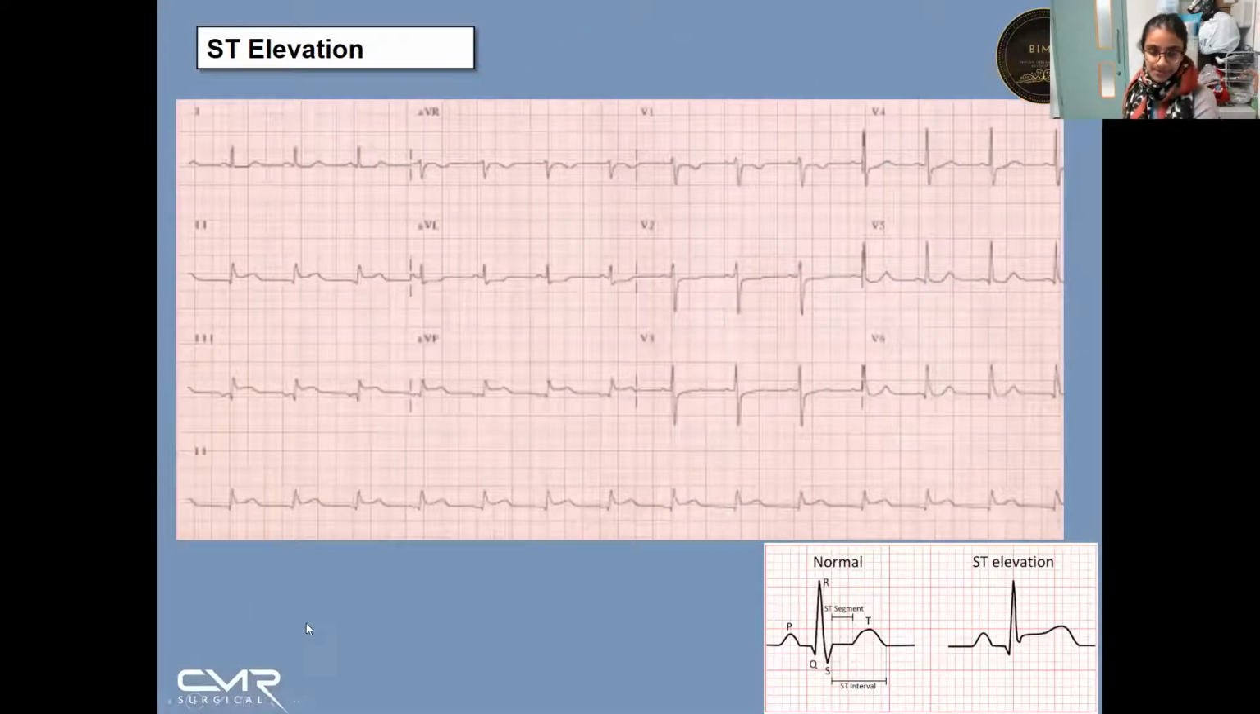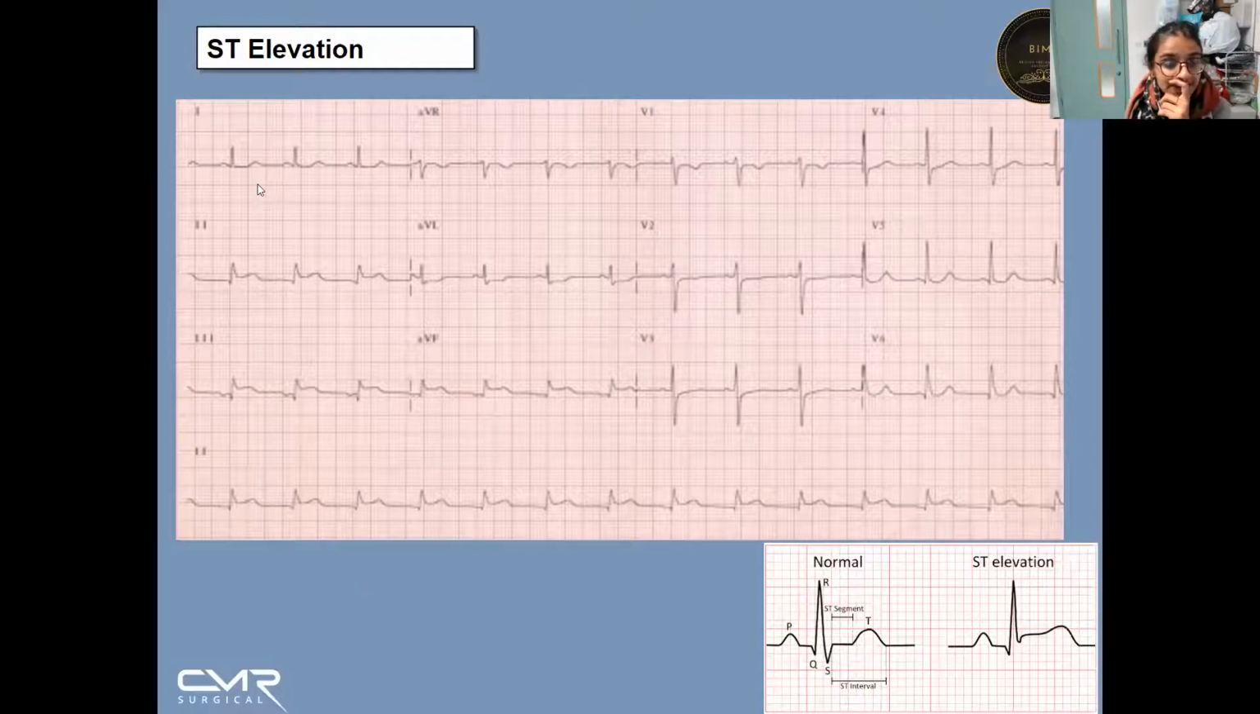Now, a couple of examples of ST elevation. Down here at the bottom, I've shown you what a normal ECG waveform looks like, and then we've got one comparing it to ST elevation. So can anyone try and see what leads have ST elevation in them on this ECG? Where can you see it?